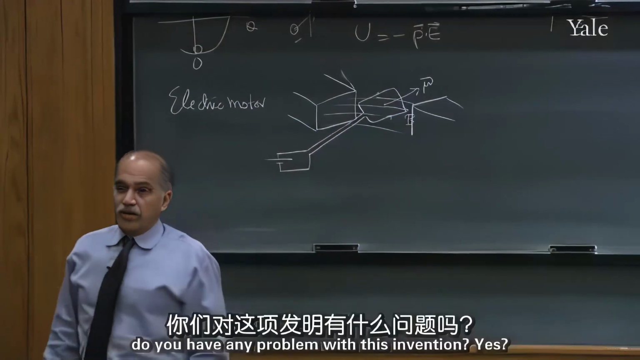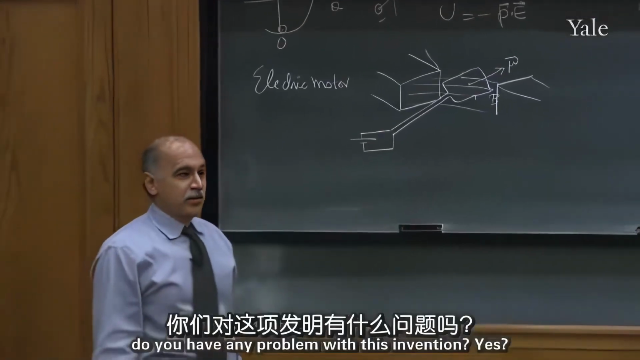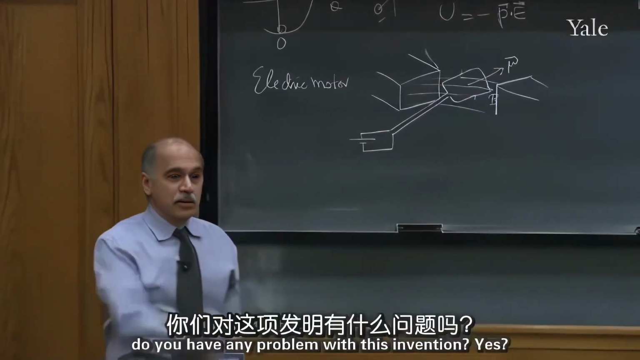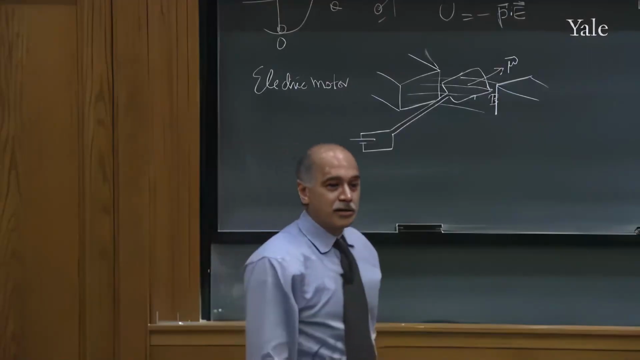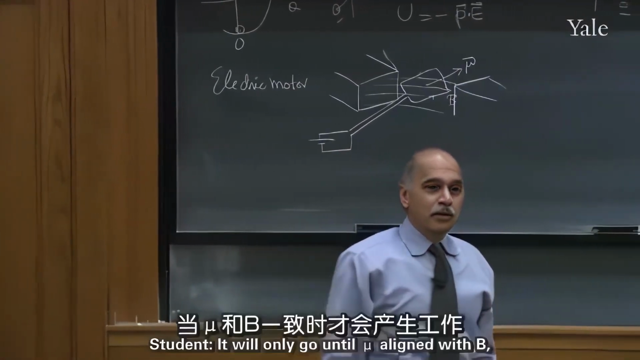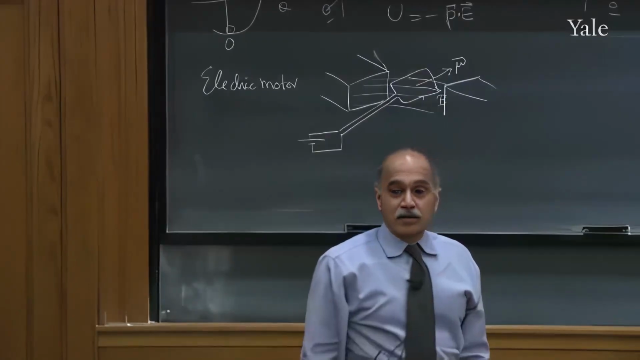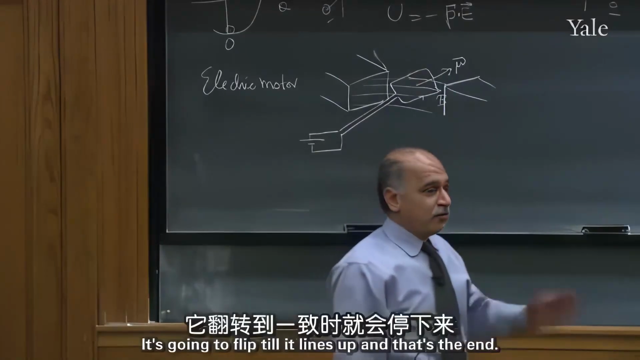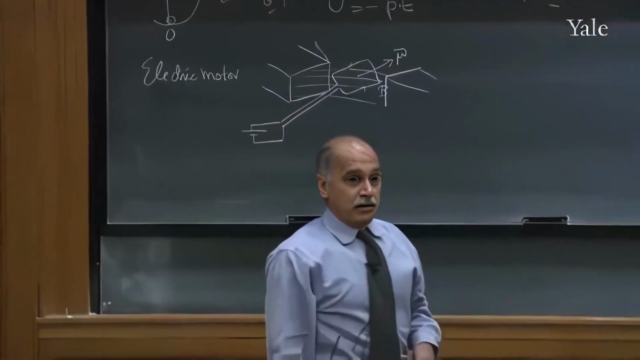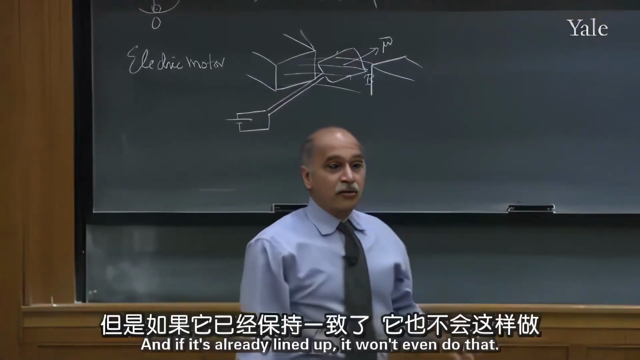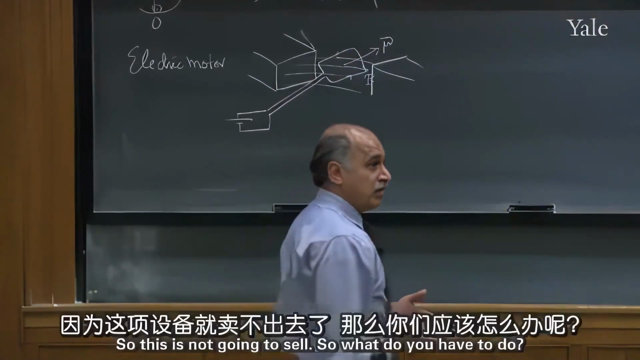Now, do you have any problem with this invention? Yes? What's your problem? It'll only go until mu aligns with B, and then it'll stop. That's right. It's not going to run very long. It's going to flip till it lines up, and that's the end. And if it's already lined up, it won't even do that. Okay, so this is not going to sell.